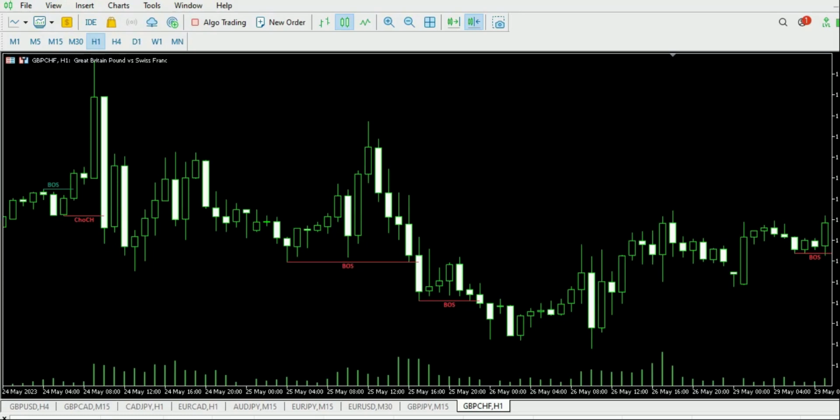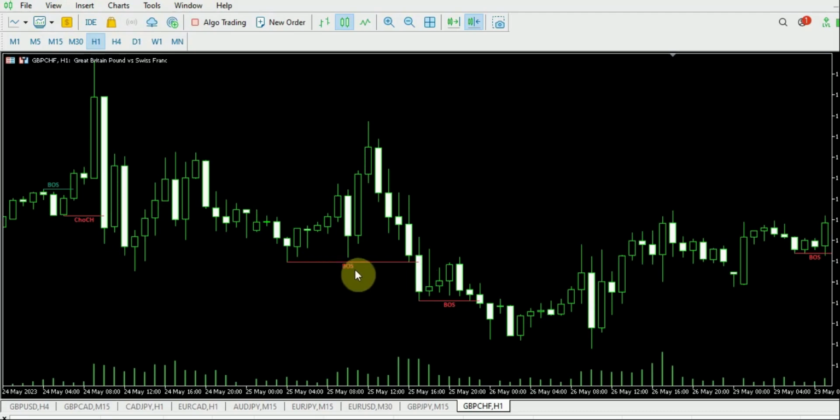Now, a break of structure is when the market breaks above or below a previous high or low that was made in the market. As you can see right here, this is an example of where we have a break of structure. You can see this area was the previous low, and then the market went below this area and broke it. So that is why we say it's a break of structure. It's actually surpassing previous levels of highs and lows that were in the market.